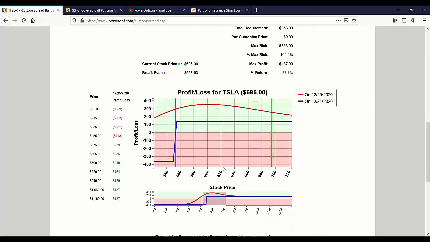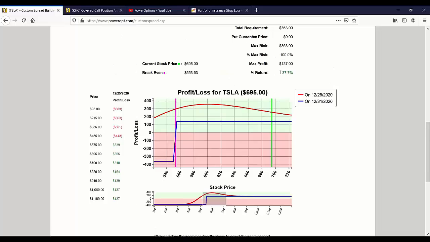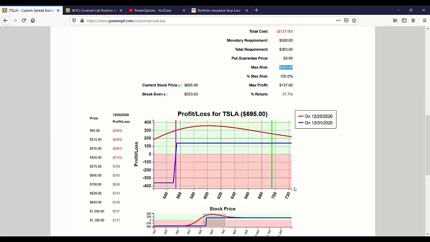All right. Hold on one sec. Let me do something here real quick. Going to yell at the programmer in a minute. Don't know what that is or why that is. Okay. In any case, sorry, max return 37.7%. 137 expected profit, Kevin, off of a risk of 363.